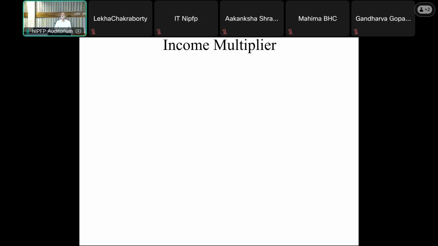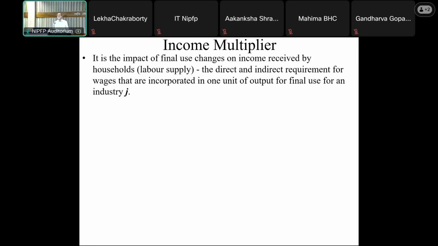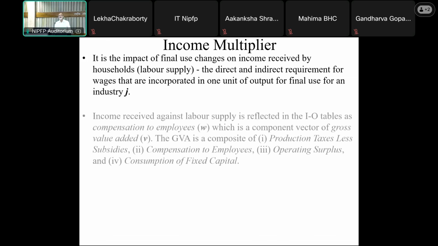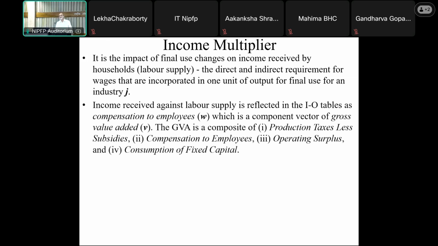Similarly, you can also generate an income multiplier. The income multiplier in our case is the total income received by households and the direct and indirect requirement for wages. Because we are looking at households, we are looking only at the compensation of employees, since the other elements in the gross value added include production taxes. So you can also have a revenue multiplier or a profit multiplier.